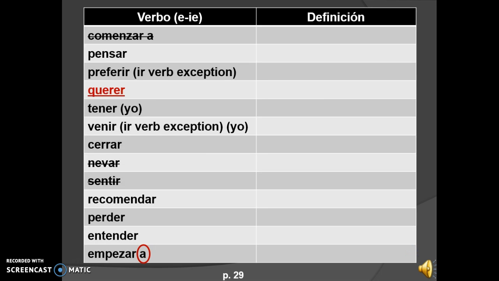All right, E to IE stem changing verbs. Comenzar, always have to have an a after it, means to begin. You can cross that one off because the last word on our list also means to begin, and it's really the one they use more often. Pensar means to think. So if you're pensive, you're very thoughtful and very meticulous in doing things because you're thinking it through. Preferir is an E to I stem changer, even though it's an IR verb, and it's to prefer, so the definition is really easy.